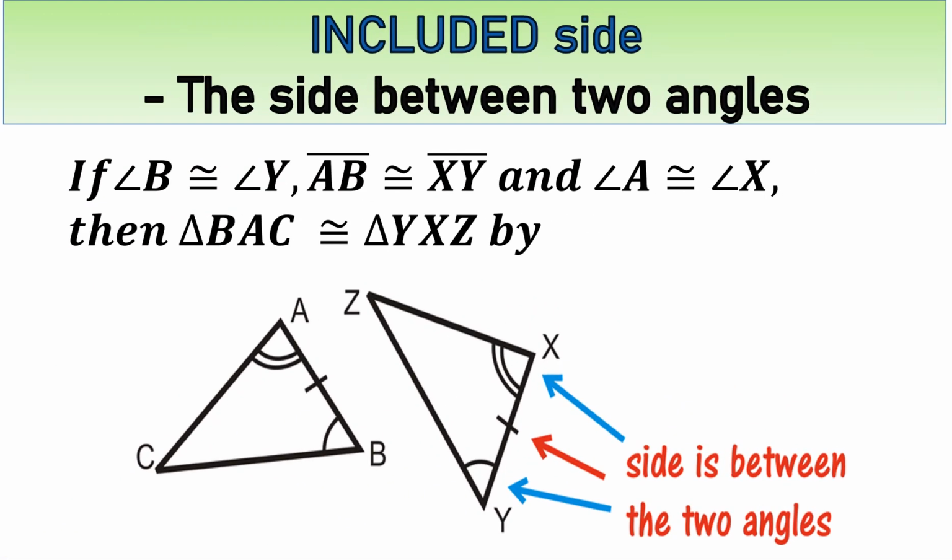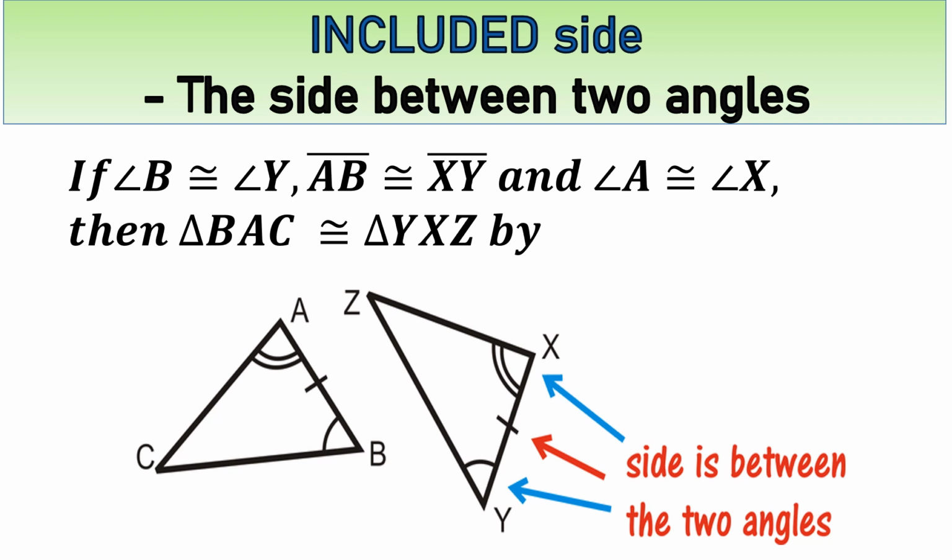Included side. So what is included side? The side between two angles. Let's have angle B is congruent to angle Y, side AB is congruent to side XY, and angle A congruent to angle X. Then, we can conclude that triangle BAC is congruent to triangle YXZ.